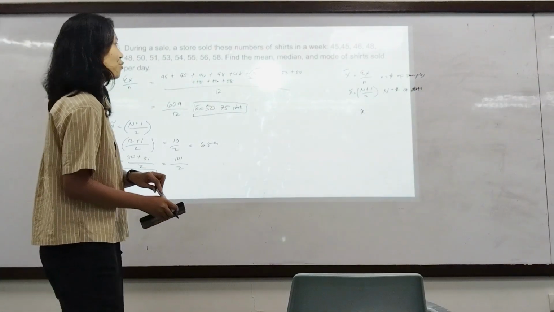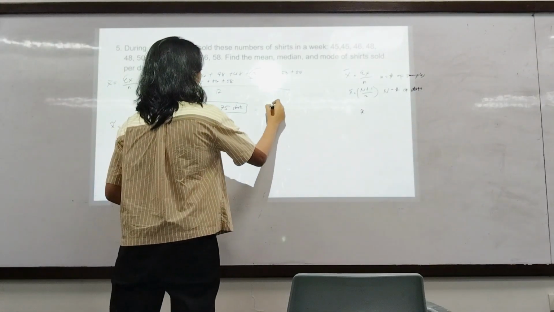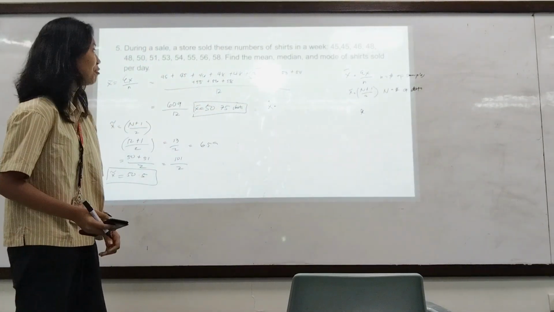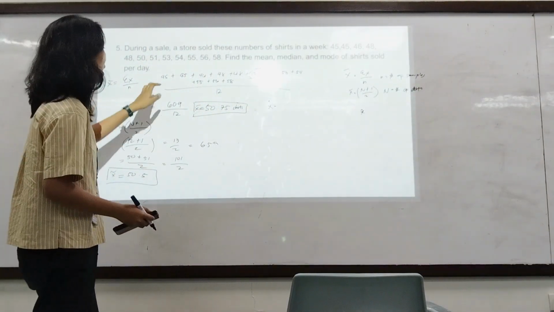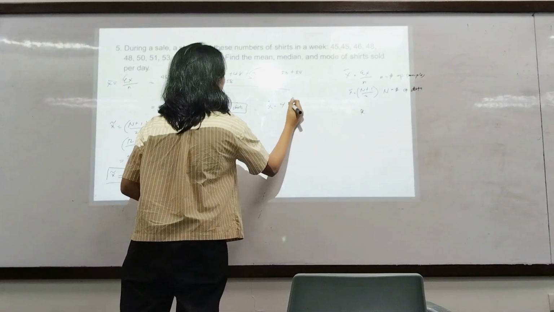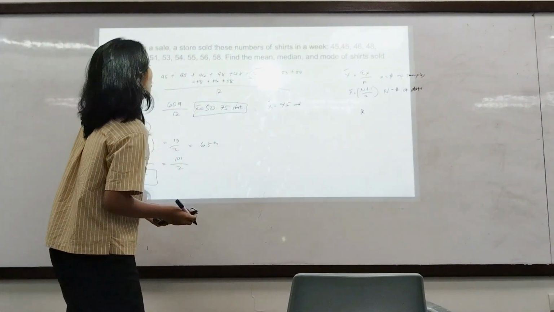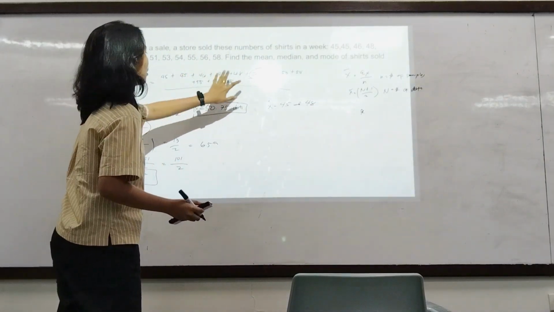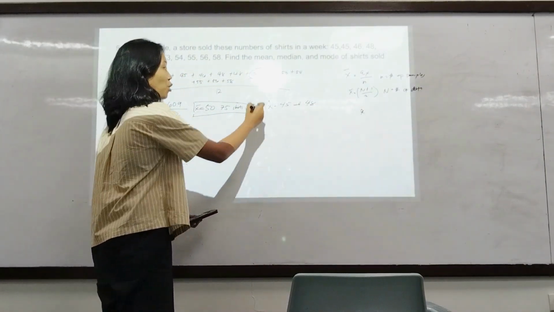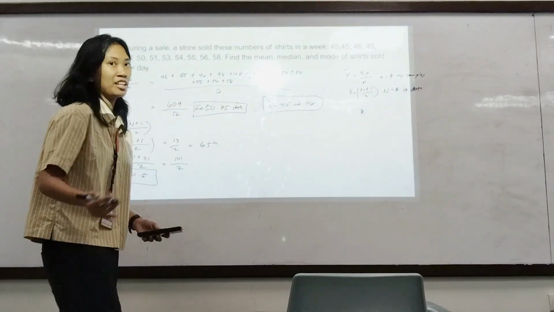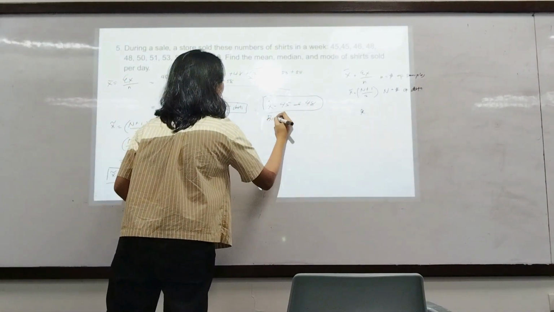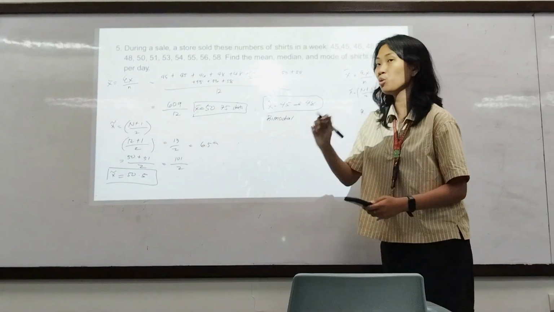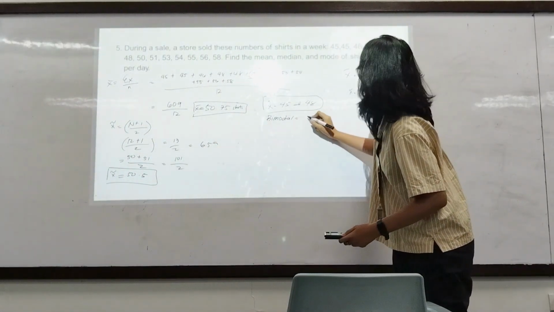Now, for the mode, there you go. As you can see here, we have multiple repeating numbers. We have 45 and we have 48. So those are our modes. And there's a term for this. It's called bimodal. This is the term if you have two modes.